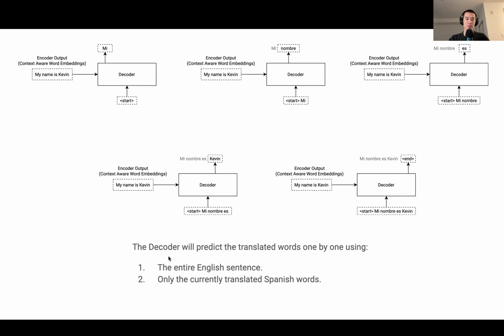Right, so again, the decoder will predict the translated words one by one using the entire English sentence, which is the encoder output of context-aware word embeddings of my name is Kevin, right? It's always on the left-hand side. And only the currently translated Spanish words, which in the beginning is just the start token, but then it slowly grows until at the very end we have start mi nombre es Kevin as the input to the decoder, and the decoder finally outputs this end token.